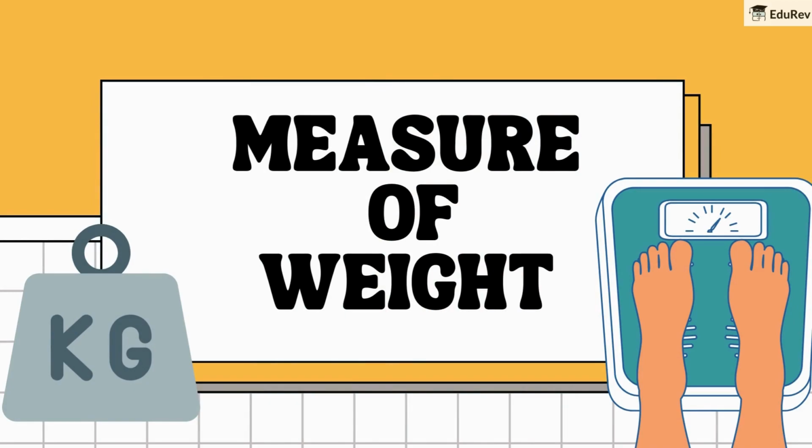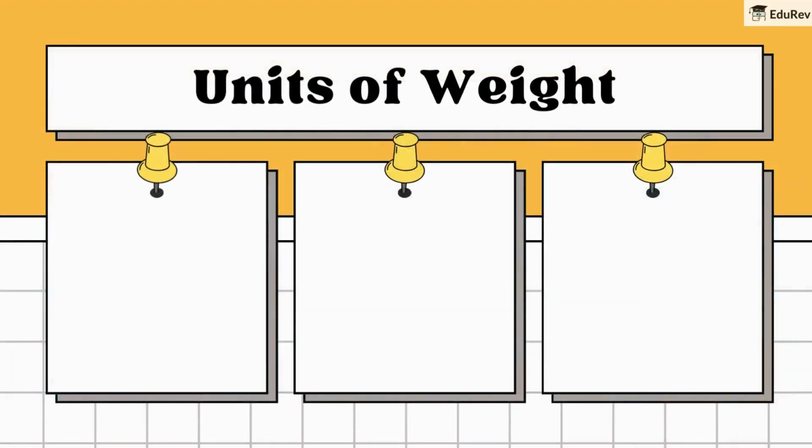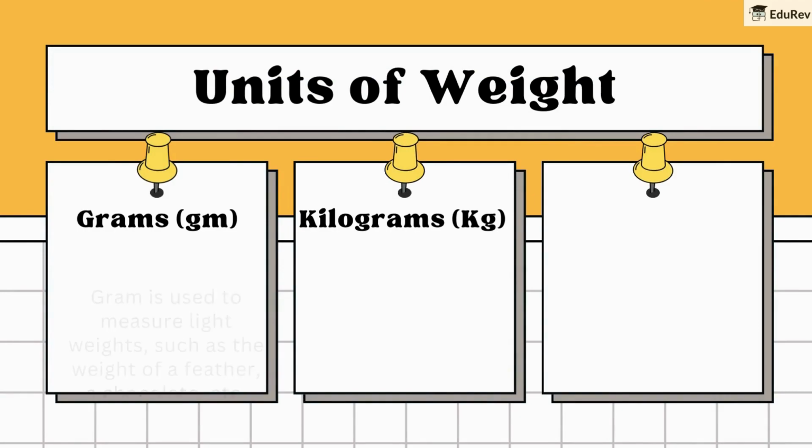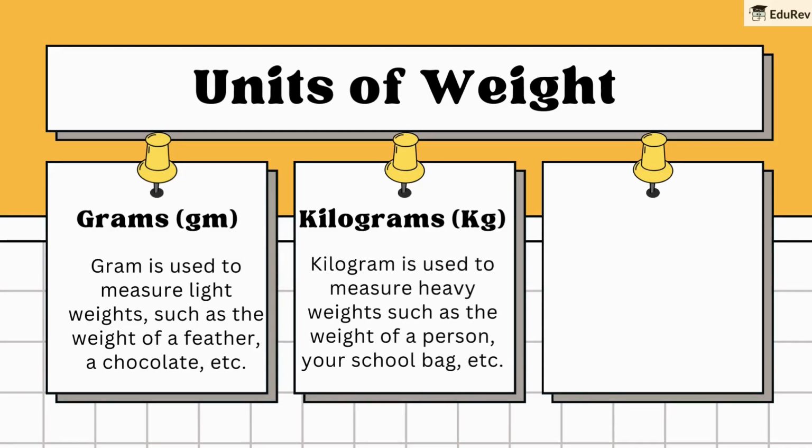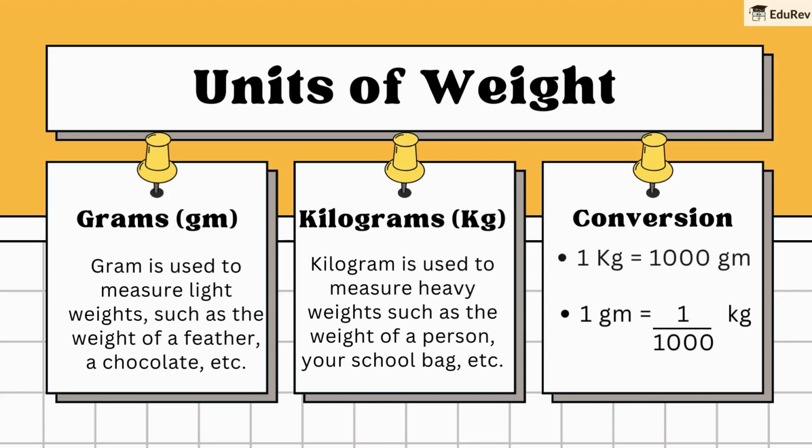Measuring isn't just for lengths and widths. We can also measure how heavy something is through measure of weight. Weight has 2 units. They are grams and kilograms. Gram is used to measure light weights, such as the weight of a feather, a chocolate, etc. Kilogram is used to measure heavy weights such as the weight of a person, your school bag, etc. 1 kilogram equals 1000 grams.